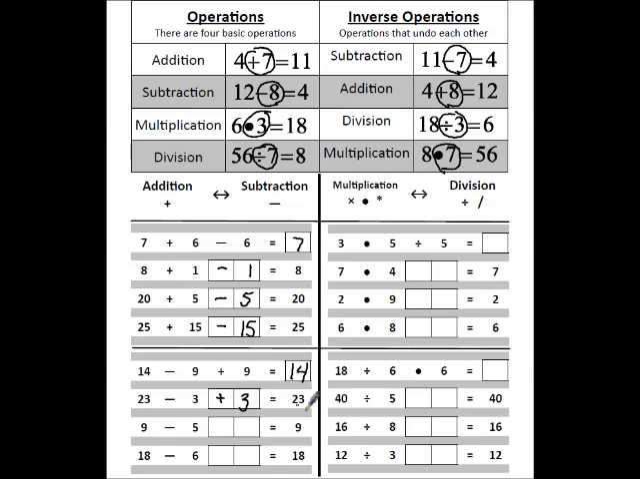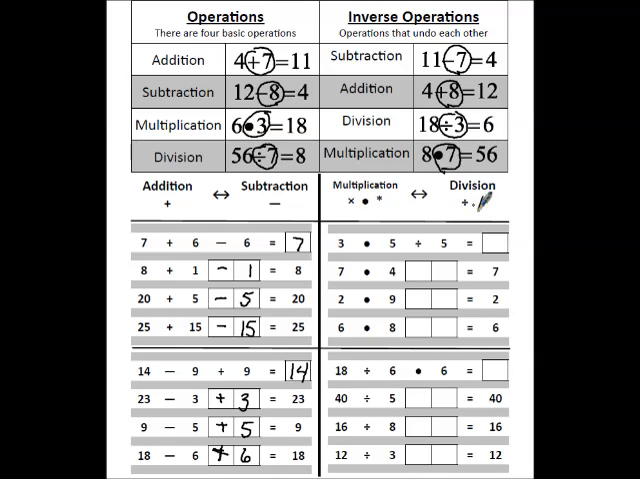So the inverse of subtracting 3 would be adding 3. The inverse of subtracting 5 would be adding 5. And the inverse of subtracting 6 would be to add 6. So if I don't know what my original number is, but I know that I added 6 and then subtracted 6 to get 7, then I can figure out what my original number is.